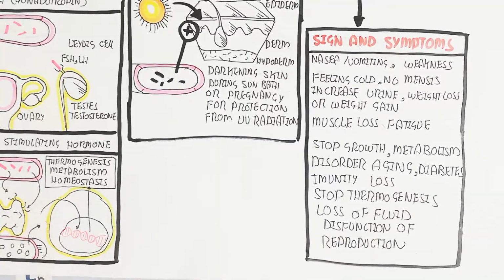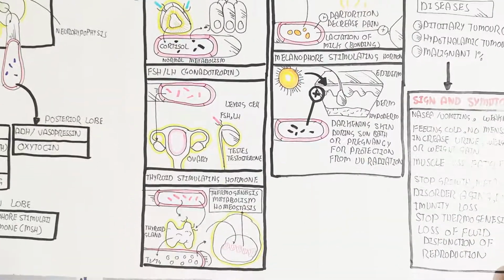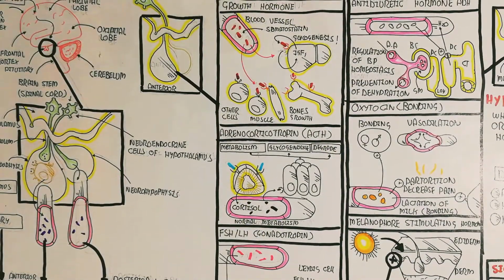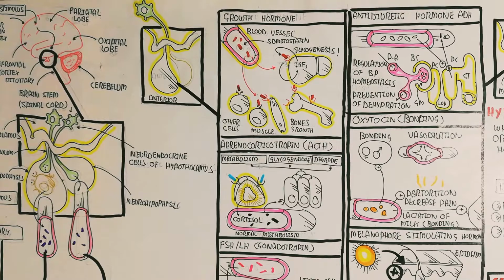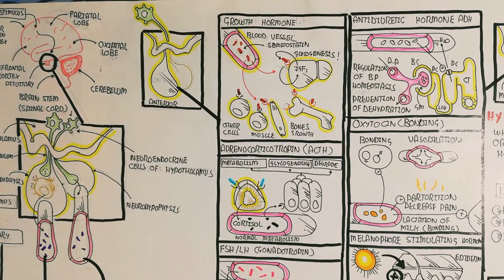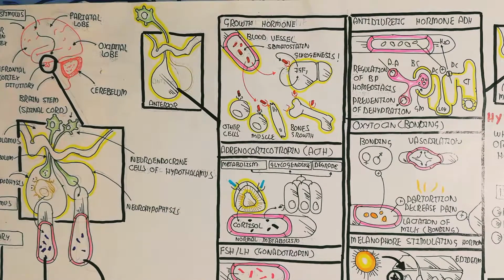And diabetes, immunity loss. On the other hand, thermogenesis stops. Why diabetes? Because of growth hormone inhibition. And loss of fluid and dysfunction of reproduction, because the follicle stimulating hormone and luteinizing hormone will not work correctly.